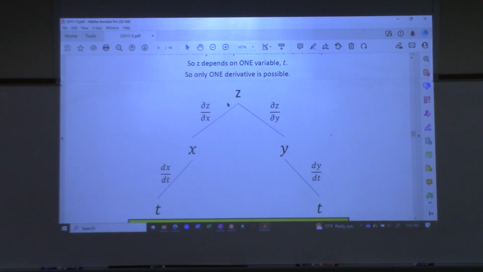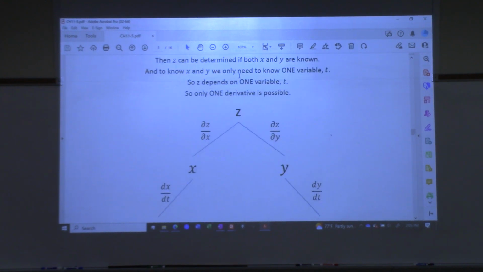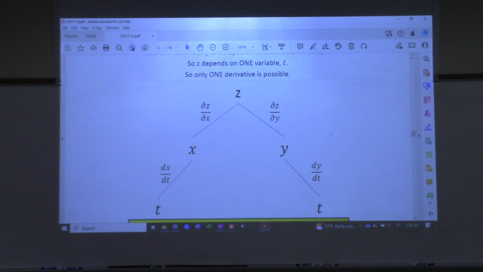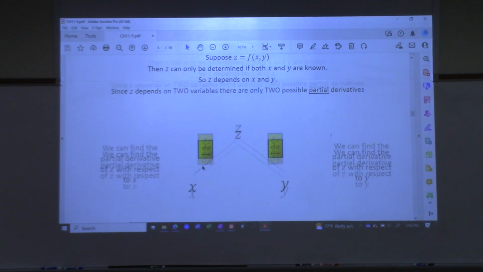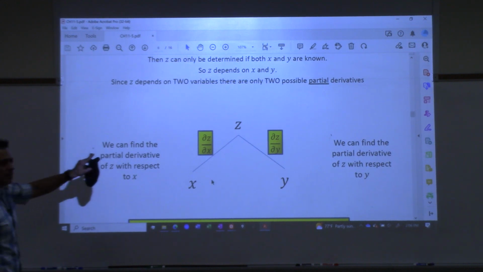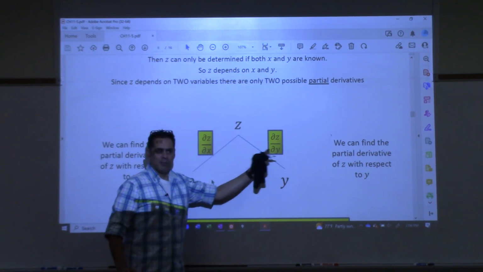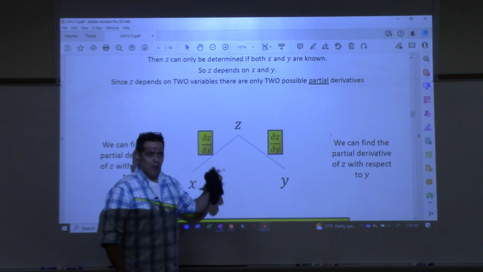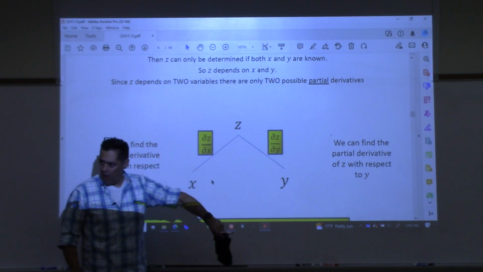This is not like the previous case. In the previous case, z depends on two things, so there are only two possible derivatives, right? One for x and one for y.